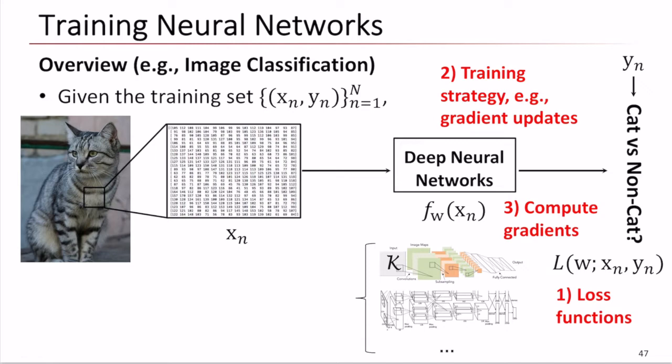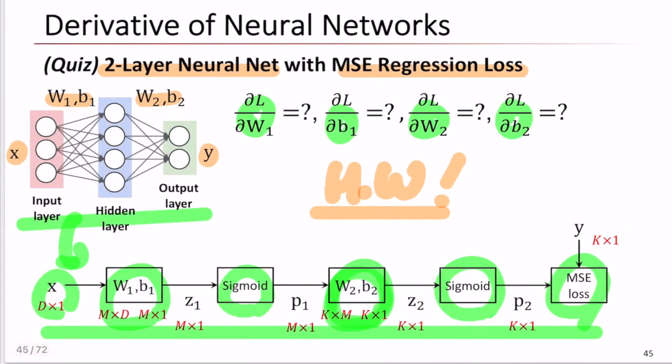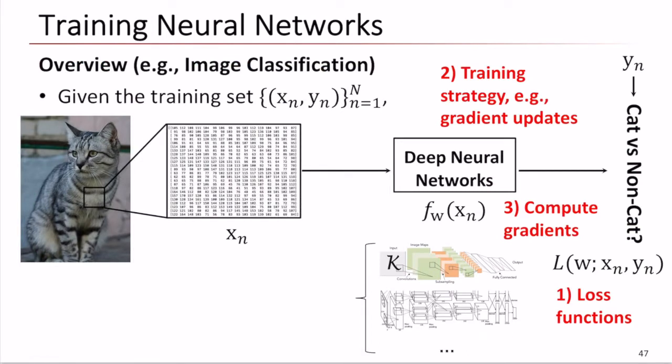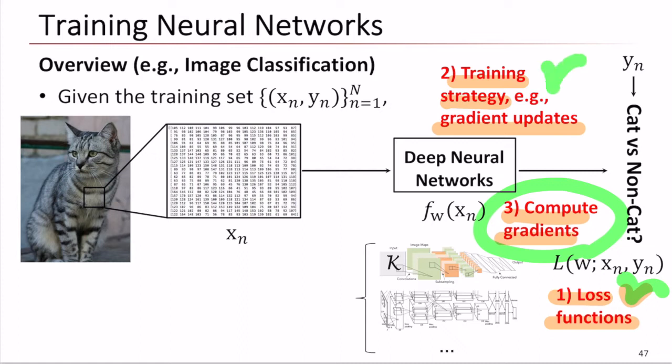There are three kinds of things. Here, we just assumed the MSE regression loss, but in classification or other tasks, we may have to define a proper loss function. So this is another issue: how to define your loss function. The second is the training strategy, for example gradient update like the gradient descent algorithm. The third one is how to compute the gradient. We already talked about how to compute the gradient by using the computational graph and backpropagation. Let's talk further about how to define the loss function and training strategy to solve more complex problems.